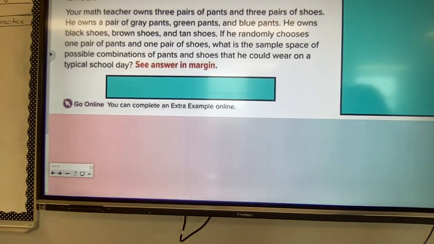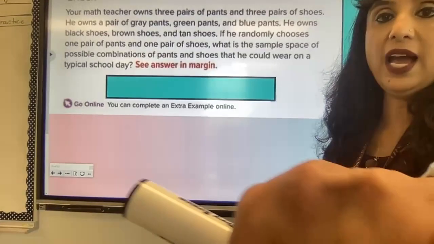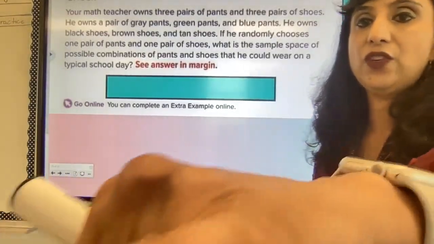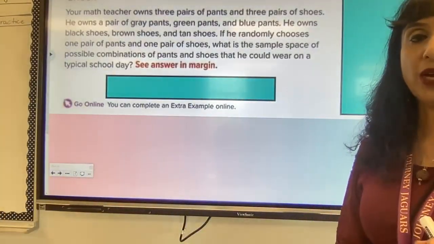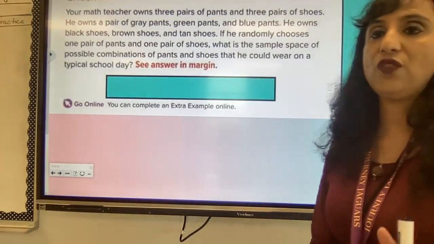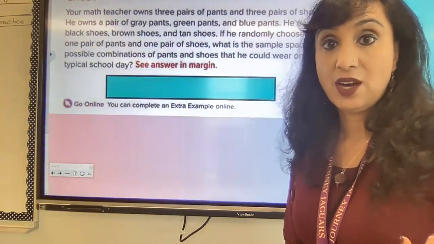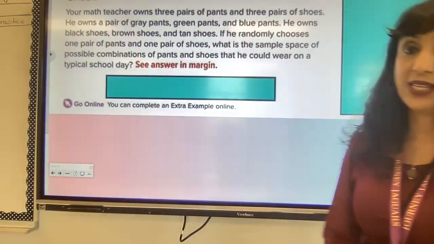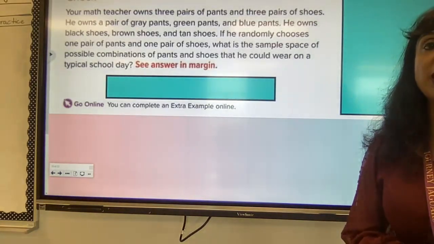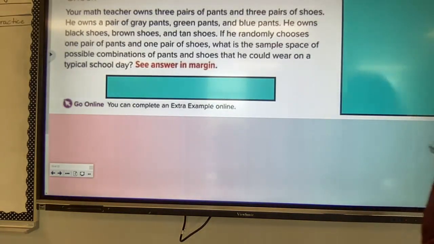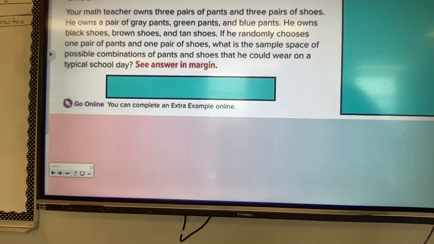Okay, so if I'm looking at that, what do I need to be doing? I am just looking at how many pairs of pants there are. I have 3 pairs and 3 pairs of shoes. Okay, so what is 3 times 3? I'm going to get 9. All right, and so that is basically going to be the number of outcomes that I have. And then if I'm making a tree diagram, you can pair off the shoes and the pants.